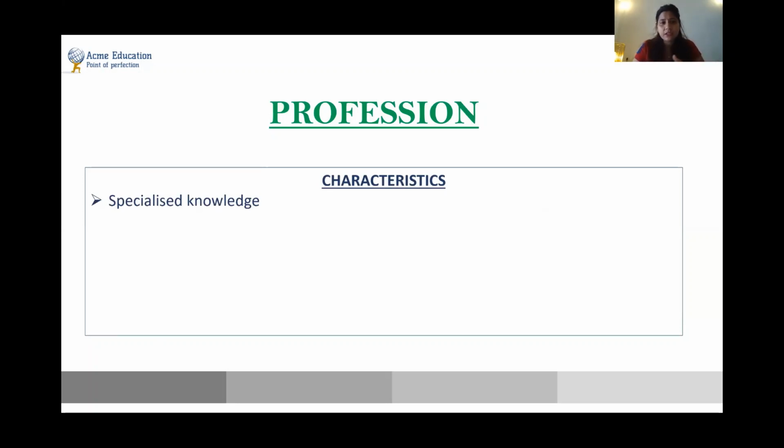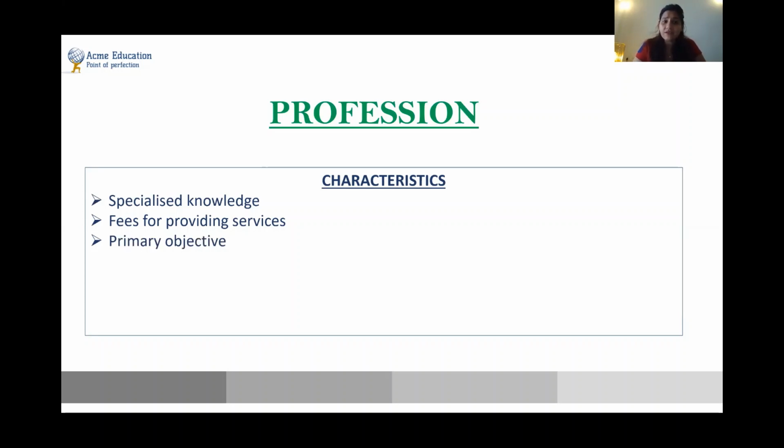The first characteristic is that you need specialized knowledge, which means that if you want to become a chartered accountant, you need to take the chartered accountant degree. If you want to become a lawyer, you need to take a specified degree from a university of law. So you need specialized knowledge in your specialized aspect. The next is that fees are provided for any kind of professional service. When you do a professional service, you don't get a salary in return, but you get fees.